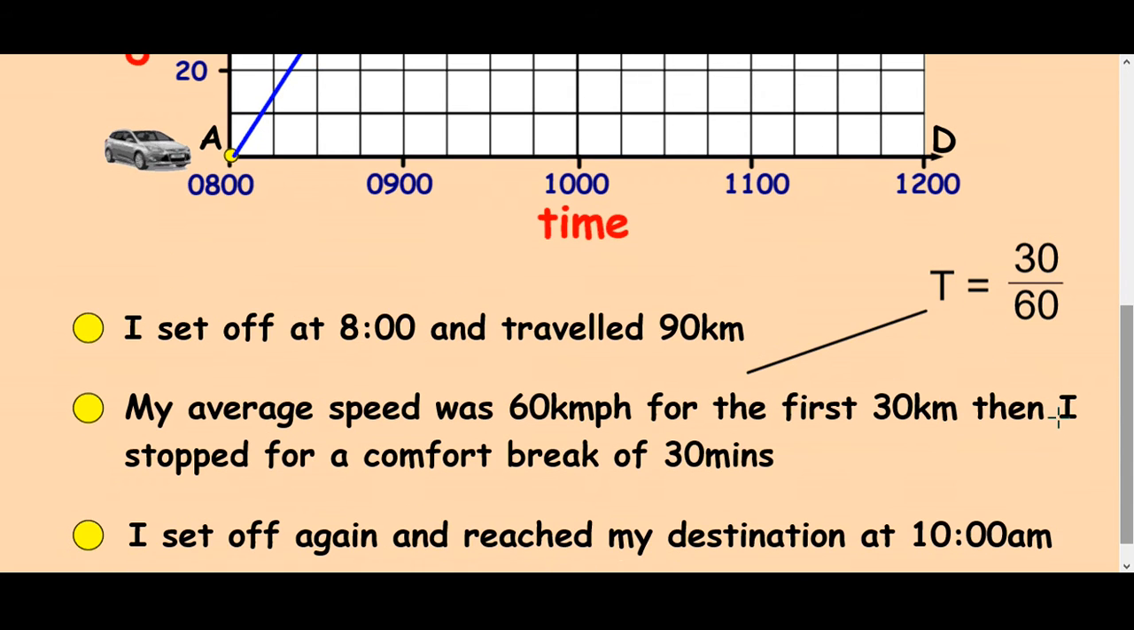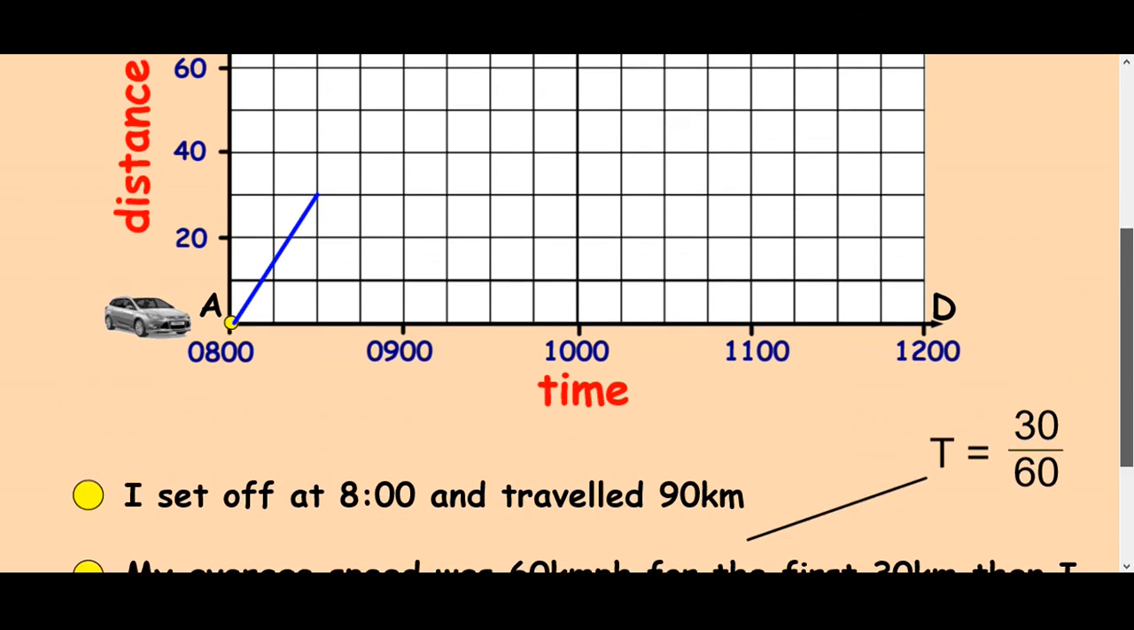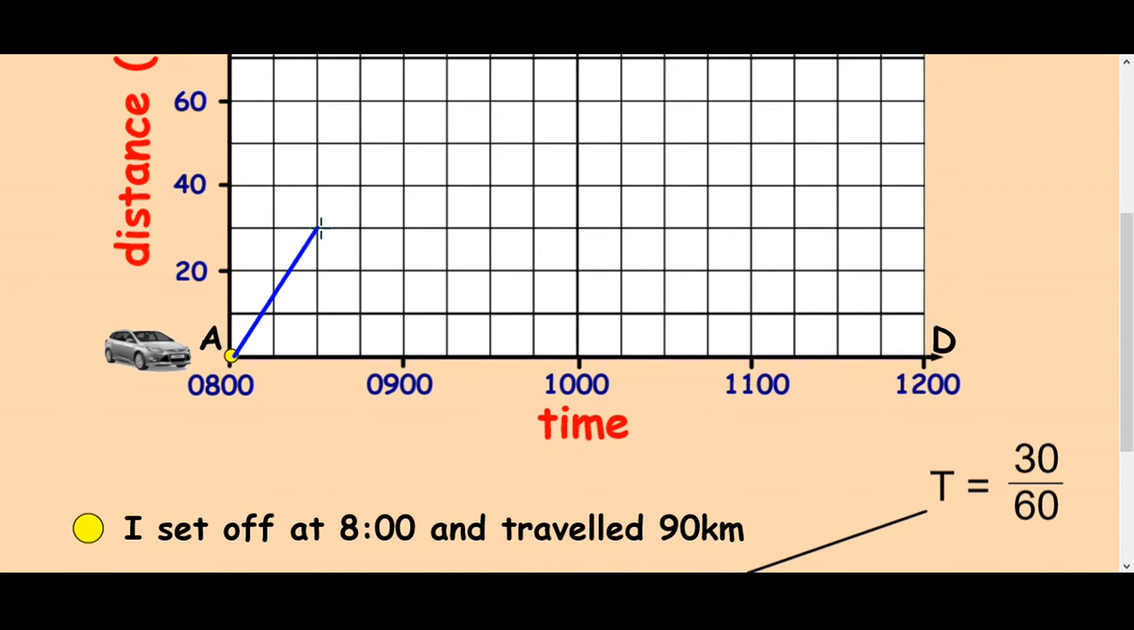Right, let's look at the next bit. Then I stopped for a comfort break for 30 minutes. So they must not have been travelling at all for the next 30 minutes. So that'd be a flat line for 30 minutes. So that's from here to here, from 8:30 till 9 o'clock.